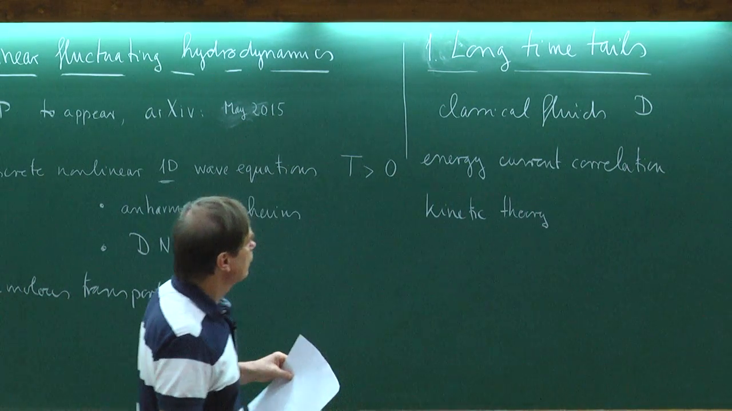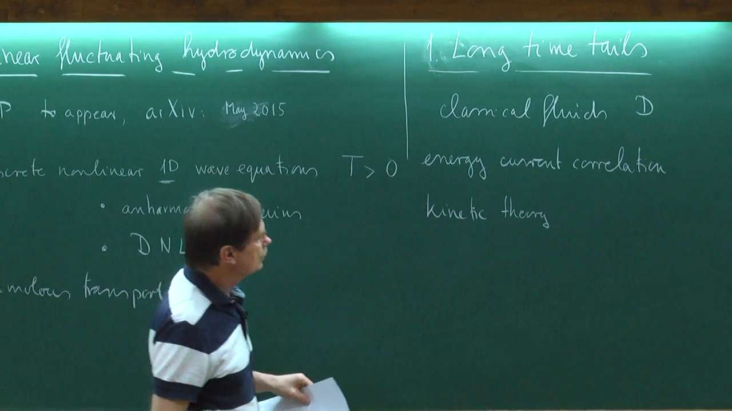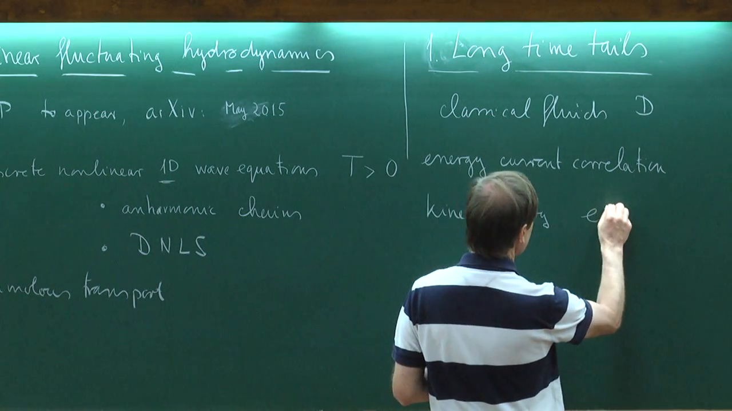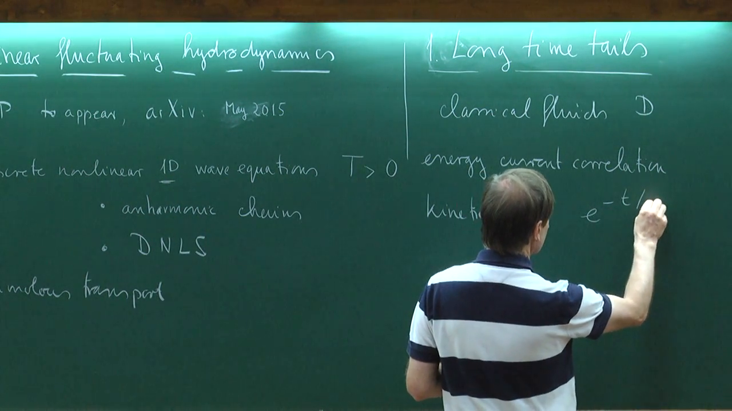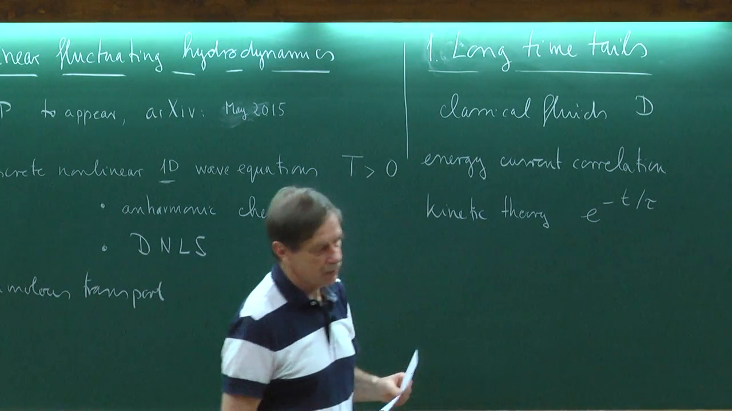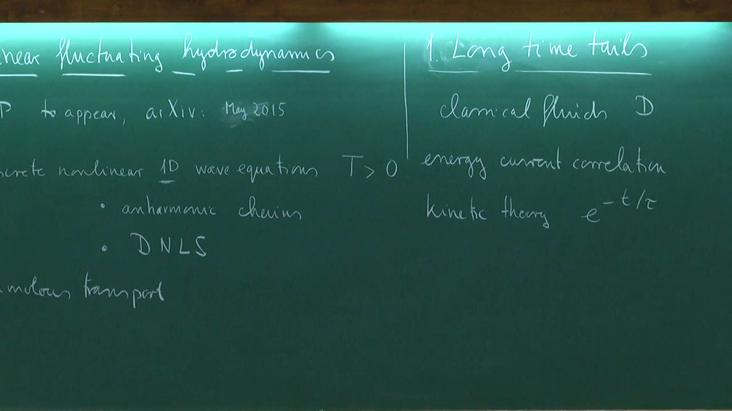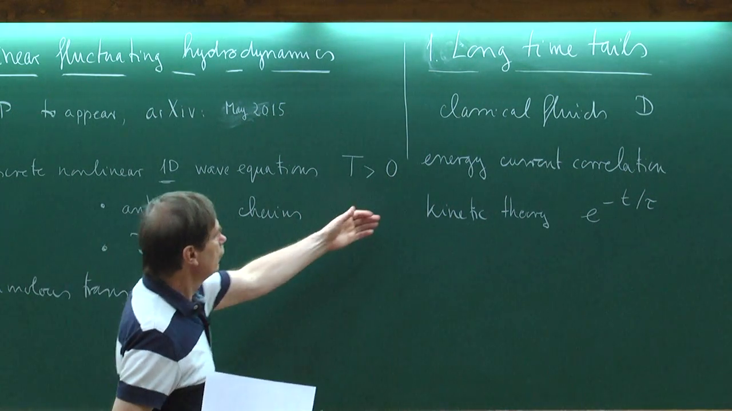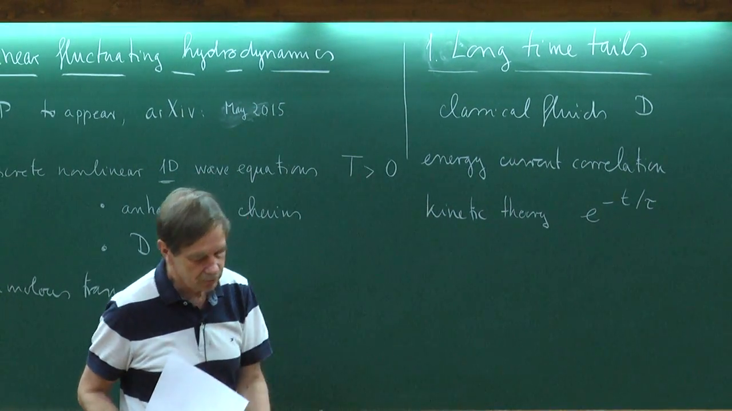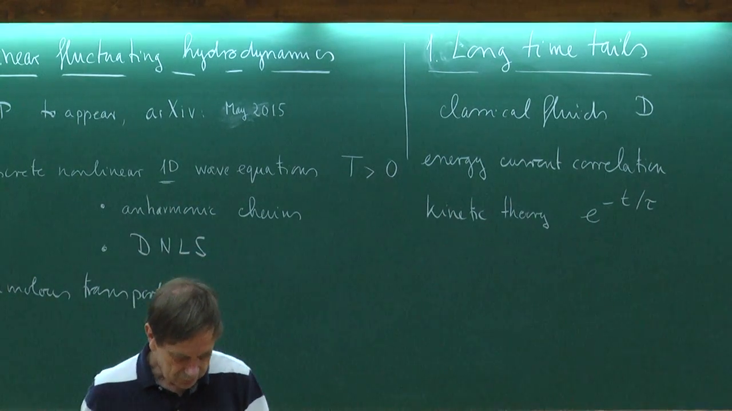And from this linearization, you can get some information about this energy-current correlation. The result of Boltzmann was that it has an exponential decay. Since this was the only theory around, and this is true at very low density, people simply assumed that it would also be correct at higher densities.